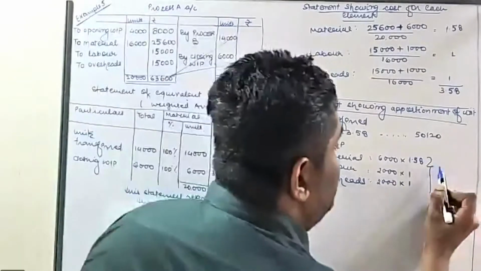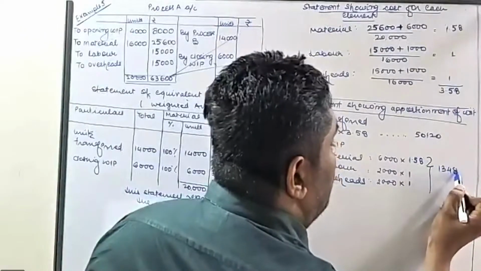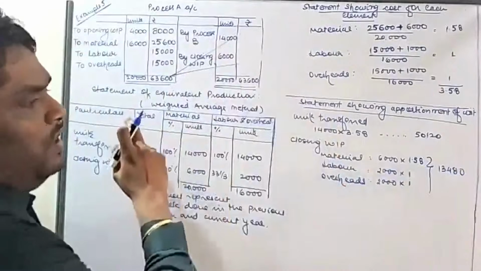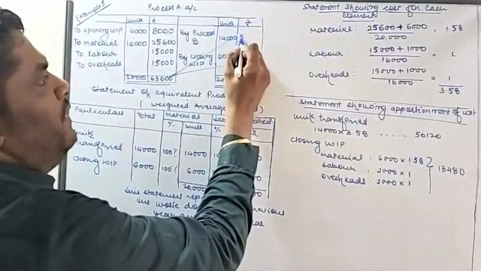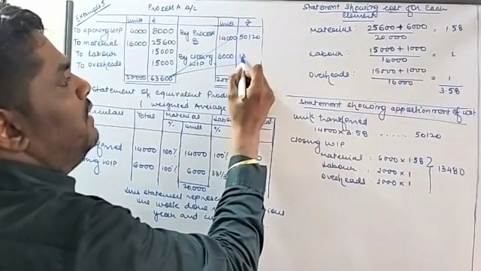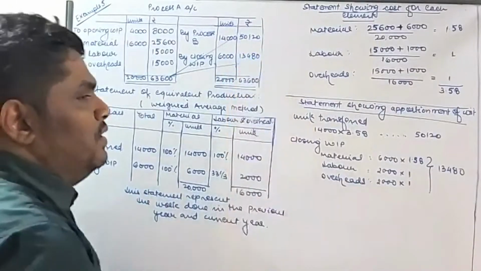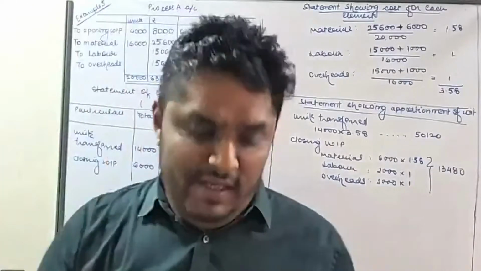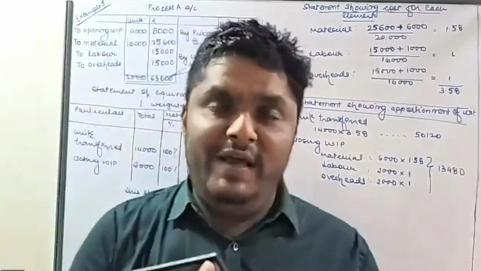So this will be 13,480. So the cost will be distributed as 50, 120 and 13,480. So if you guys have any doubts, this is all about the weighted average method.